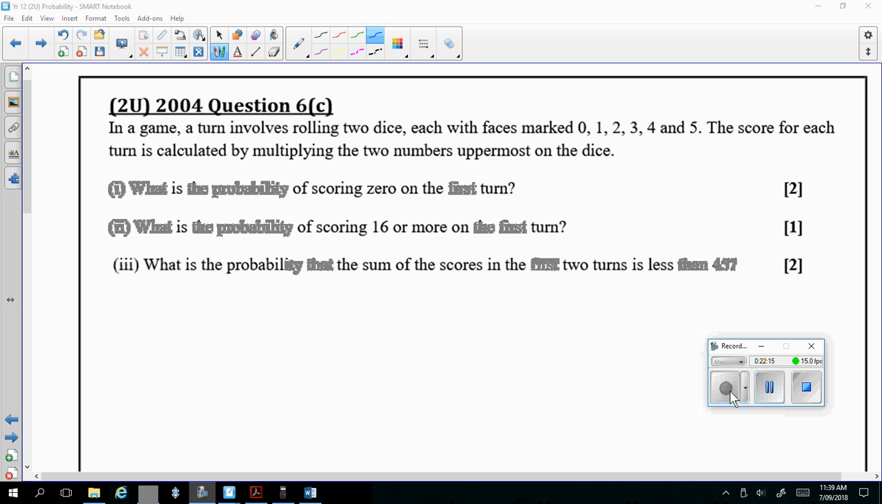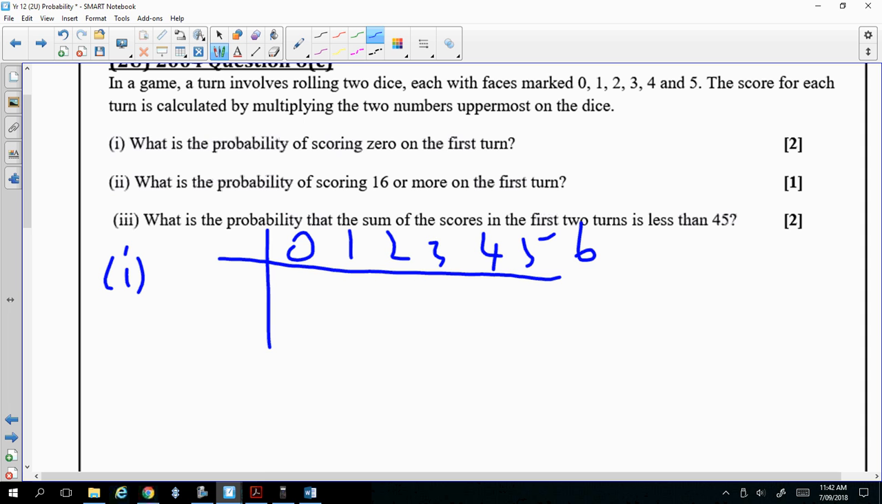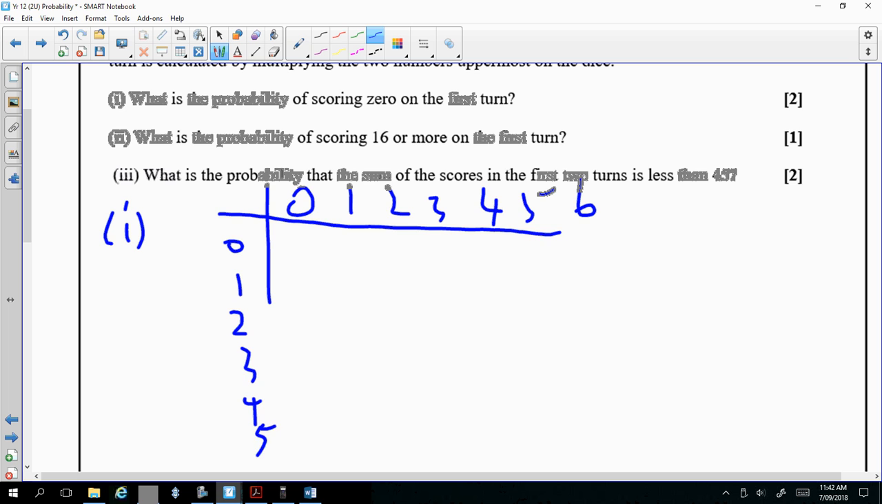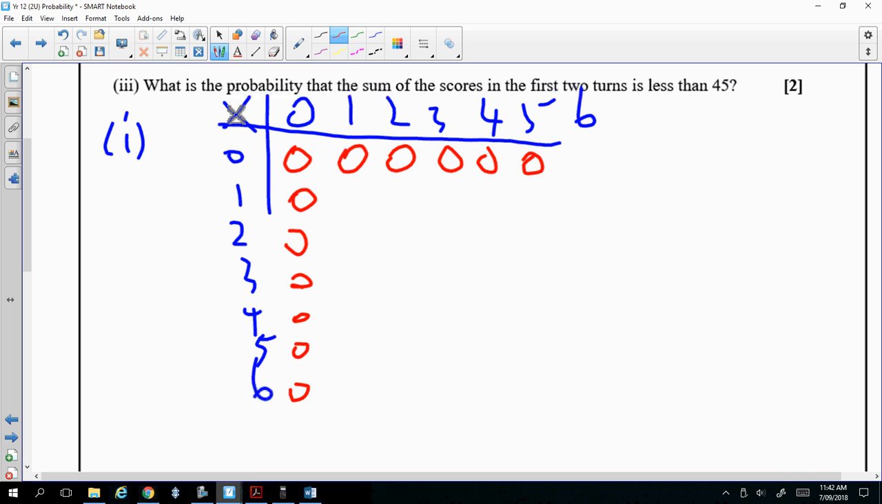So when you draw the table, you have 0, 1, 2, 3, 4, 5, 6 across and 0, 1, 2, 3, 4, 5, 6 down. So it's just like a multiplication table. If you multiply them, everything in this row will be 0, and everything in this column will be 0. So how many 0s are there? There will be exactly 11. So 11 out of 36 to get a score of 0.